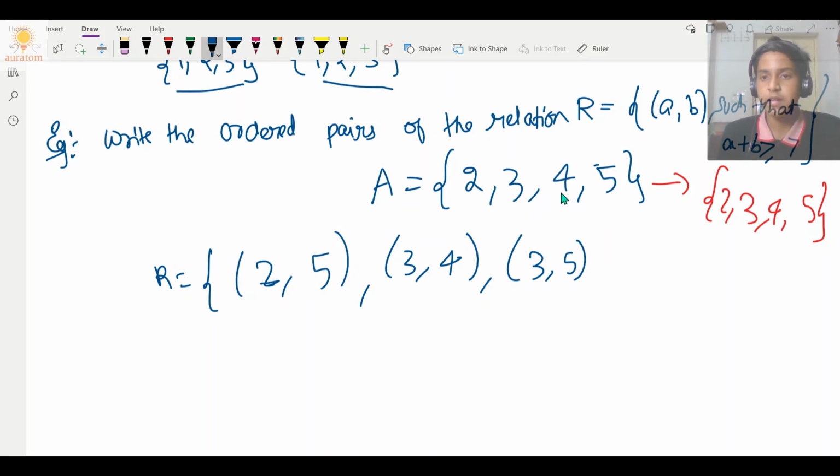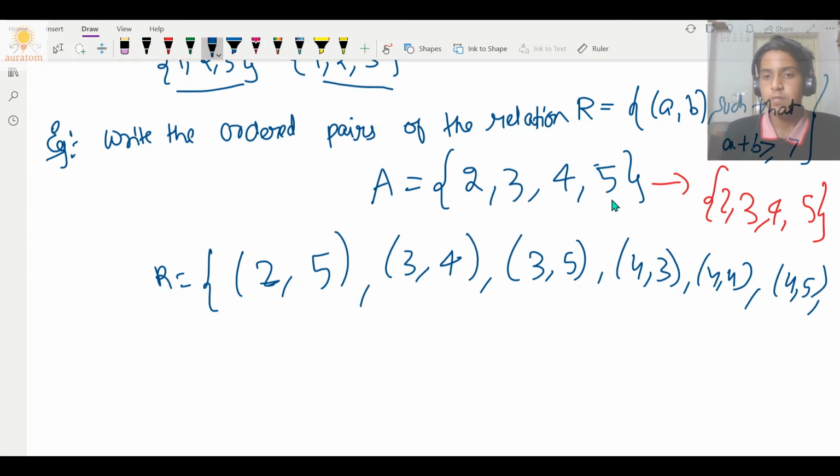Now 4. We cannot take 4 2 here because the sum is 6. We can take 4 3 since the sum is 7. We can take 4 4 and we can take 4 5. Now let's move to 5. From 5 we can take 5 2. We can take 5 3. We can take 5 4.